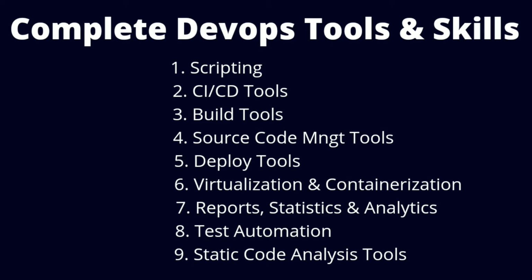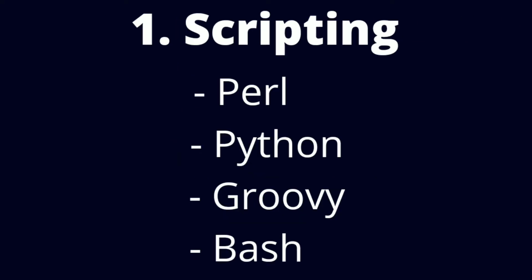So these are the 9 tools and skills that are part of DevOps, that is scripting, CI/CD tools, build tools, source code management tools, deploy tools, virtualization and containerization, report statistics and analytics, test automation, static code analysis tools. So first one is scripting. Coming to scripting, Perl, Python, Groovy, Bash.